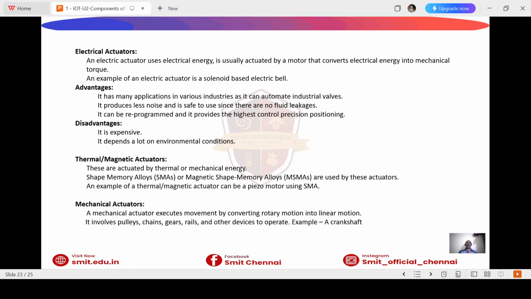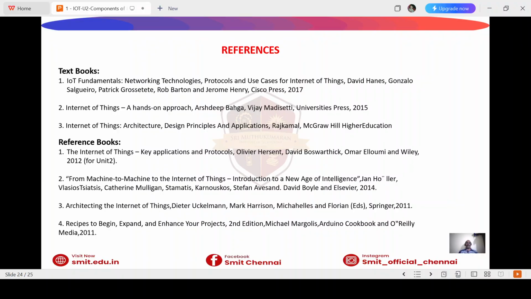There are some other actuators also available, like electrical actuators, that is motor, and thermal and magnetic actuators are also available. They work based on mechanical energy or thermal energy. And a mechanical actuator is nothing but the crankshaft of an engine.